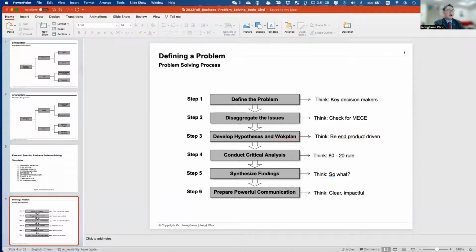He identified that only 20% of the root causes of the problem result in 80% of the problem. Only a small number of the root causes of the problem cause 80% of the different outcomes.